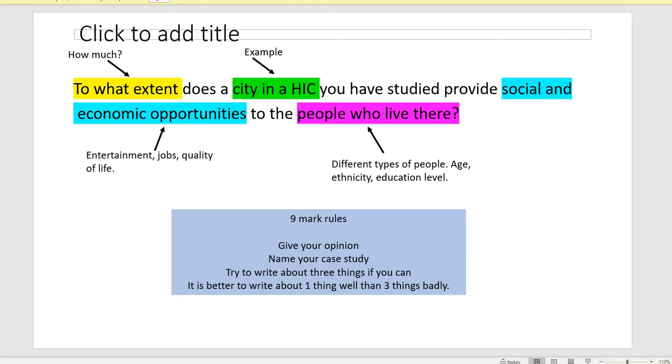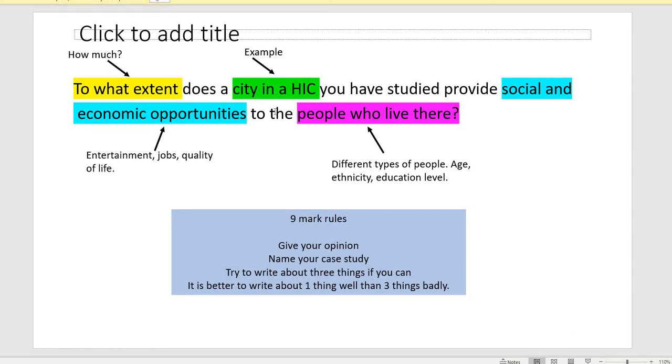Now, we need to be able to understand what this question is asking us to do. And like a lot of these questions that you get on this exam paper, it's asking you for your opinion on something. And that's what this bit is, this to what extent. This means by how much, okay? So this city that we've been studying, how many opportunities does it offer to the people who live there, okay? It needs to be a city in a HIC, so it needs to be a city in a wealthy country, and we've been looking at London, okay?